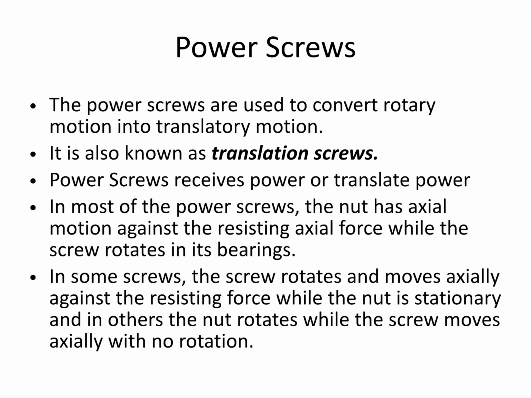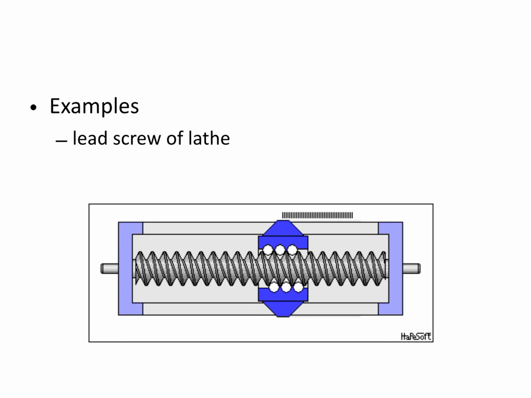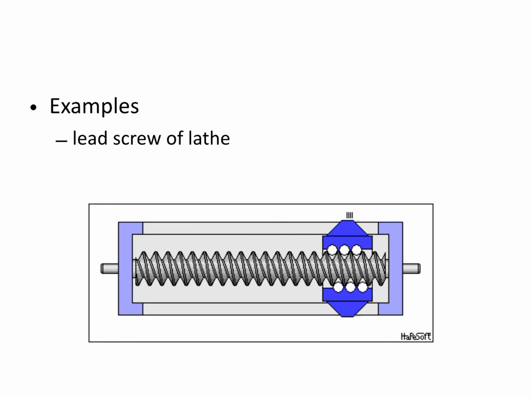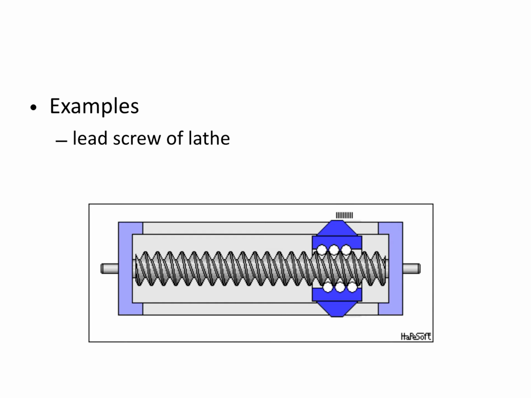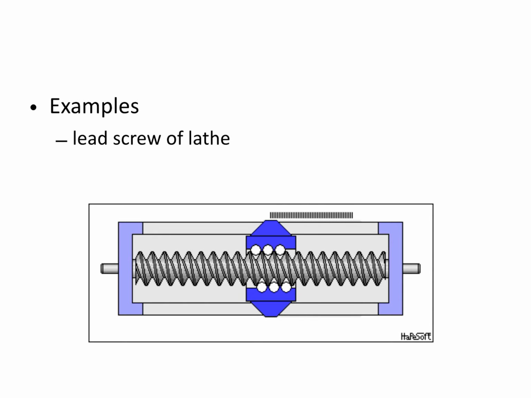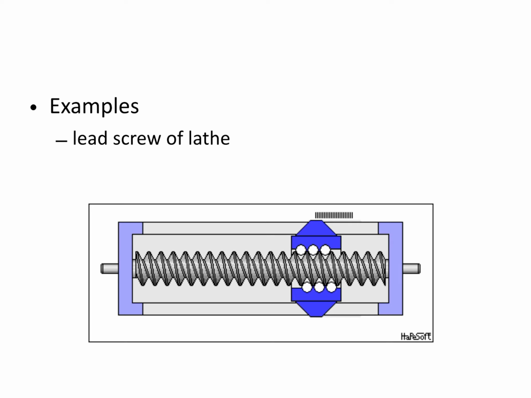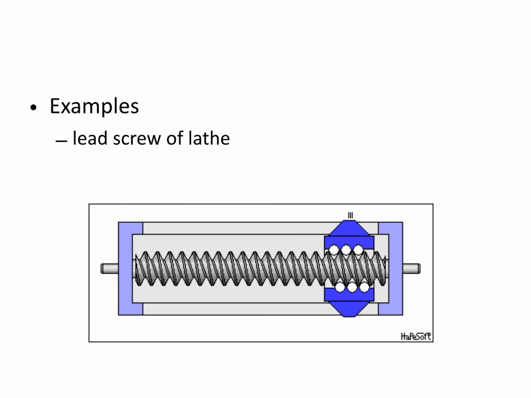As the name suggests, this is used for transmitting the power, and that's why these screws need to be stronger than our usual fastening devices. Examples, as I mentioned, it is used as a lead screw of the lathe. You can see over here we have a lead screw, and this lead screw rotates. On this lead screw there is a tool post or the carriage, and as the lead screw rotates, this carriage, which is nothing but a type of nut, can translate along the axis of the lead screw. So this is one example of the power screw.